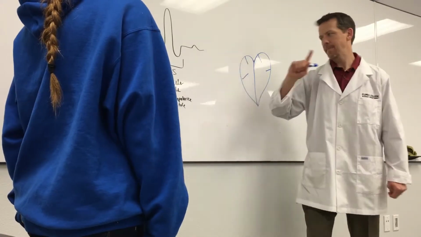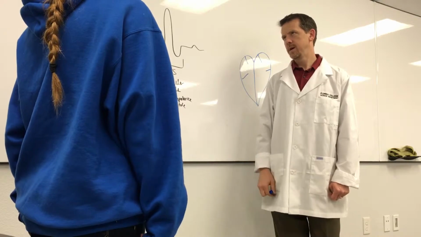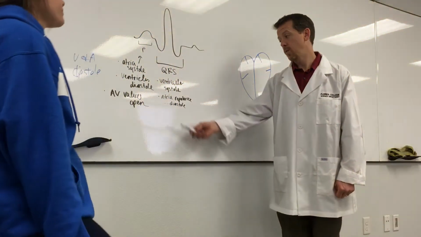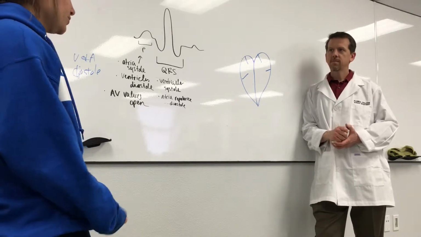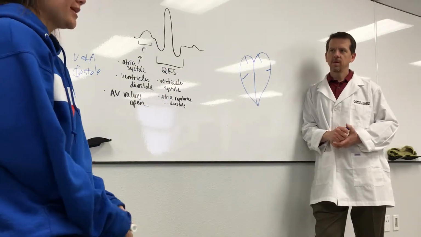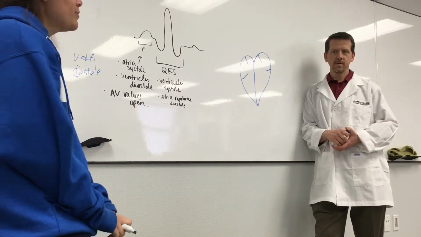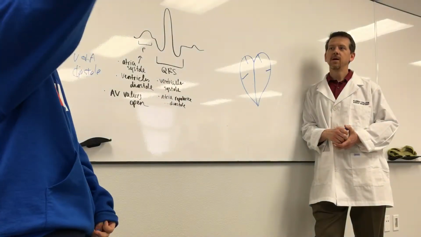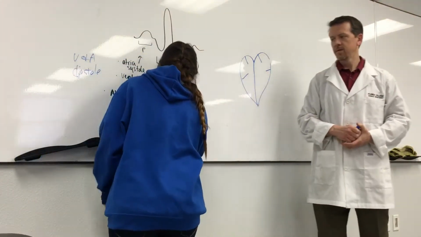Good. What else did I say during this stage? What happens to the AV valves during the QRS wave? They are closing so that it doesn't leak back into the atria. Good. What do the semilunar valves do? They are opening, because the blood has to leave and go to the lungs. Right. So the blood is pushing those valves open.